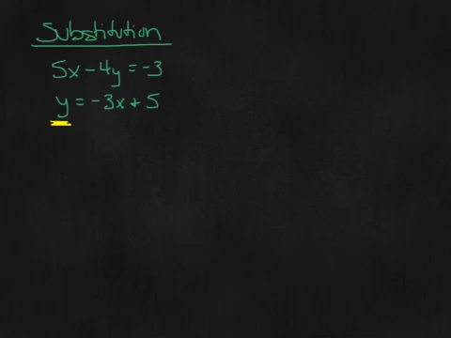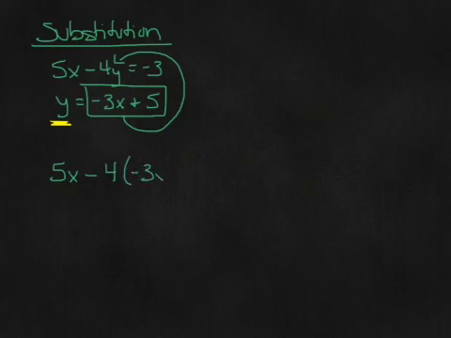And to go ahead and solve it, the first thing you want to do, since we know that y equals negative 3x plus 5, we can substitute this value in for y in the top equation. And so that's going to look like this. 5x minus 4, and then instead of writing y, I'll write what y equals according to the bottom equation. Negative 3x plus 5. And now I have an equation without y, and I can solve.